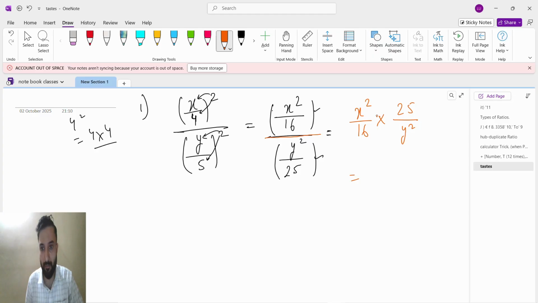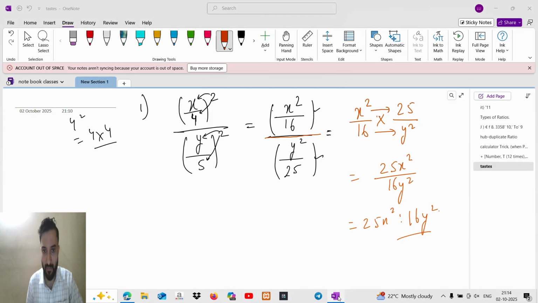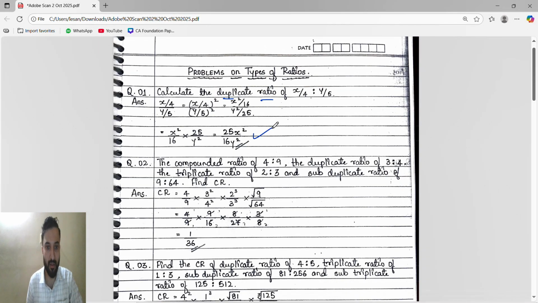So now what will happen? In multiplication we know numerator will multiply, denominator will multiply. So before that we will see if any cancellation is there? No, we cannot cancel anything here. So x square into 25 will become 25x square divided by 16 into y square, that is 16y square. Or you can write like this also, 25x square is to 16y square. That is the answer. So in the answer, write down like this how I have written. So yeah, this is the answer.